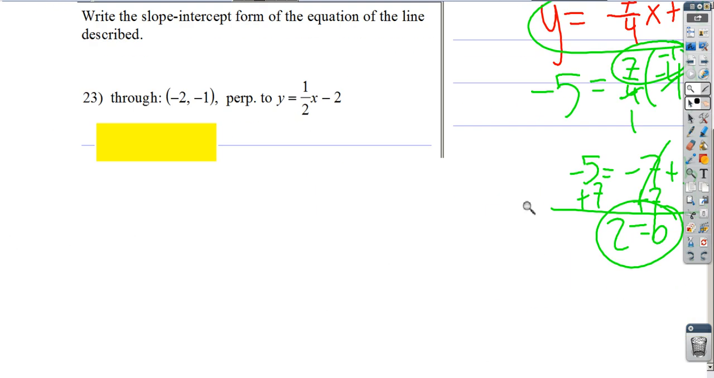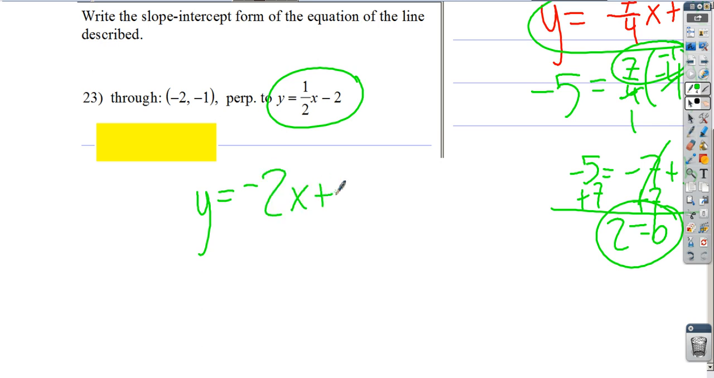Okay, 23 is the same thing. We want to find a line that is perpendicular to this one, which means the slope is going to be the negative reciprocal of 1/2. The reciprocal of 1 over 2 is 2 over 1, and the negative reciprocal is negative 2 over 1. We don't need to write 2 over 1 because 2 over 1 is just 2, so we just write negative 2.